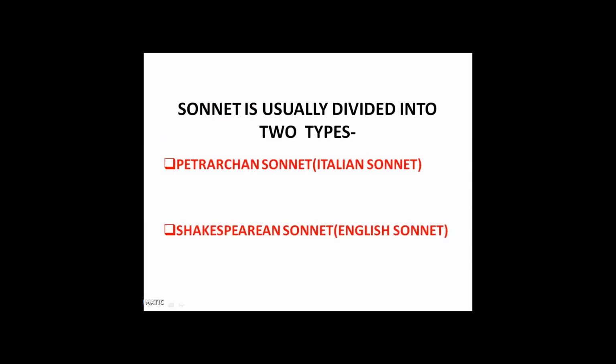A sonnet is typically divided into two types: the Petrarchan sonnet, which is also known as the Italian sonnet, and the Shakespearean sonnet, also known as the English sonnet or the Elizabethan sonnet.